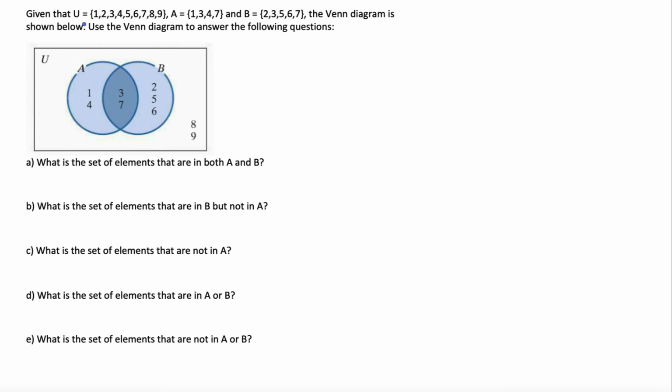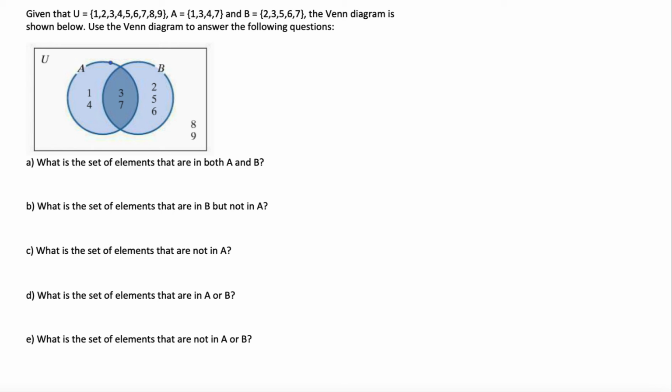All right, so we're given that U, which is the universe, the universal set. It consists of the first 9 digits: 1, 2, 3, 4, 5, 6, 7, 8, 9. So the set A consists of 1, 3, 4, and 7, and the set B consists of 2, 3, 5, 6, and 7. All right, so the Venn diagram is right here, and we want to use the Venn diagram to answer these questions, okay?